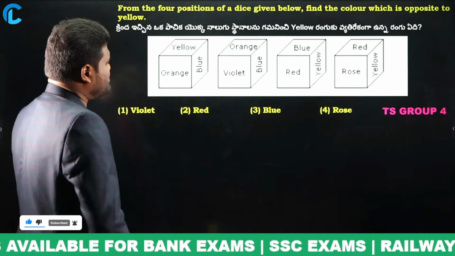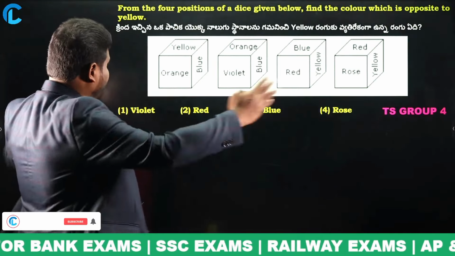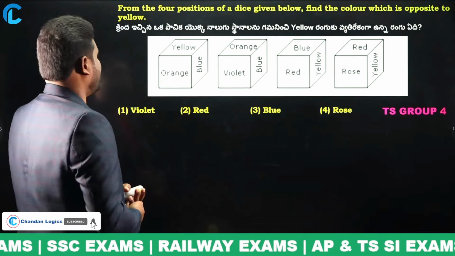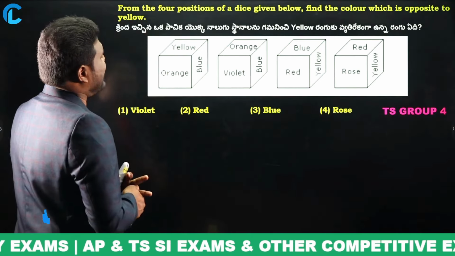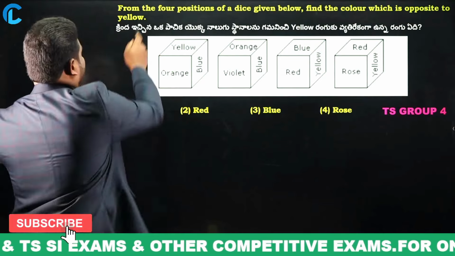Next question. Here, if you observe, we have 4 views. Even if you have 4 views, you need not worry about that. The question is: from the 4 positions of a dice given below, find the color which is opposite to yellow.